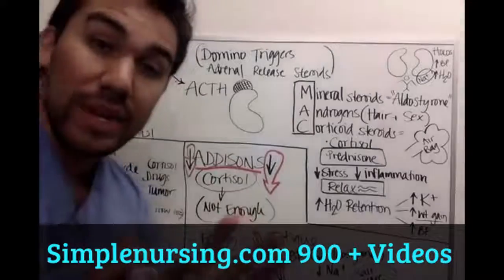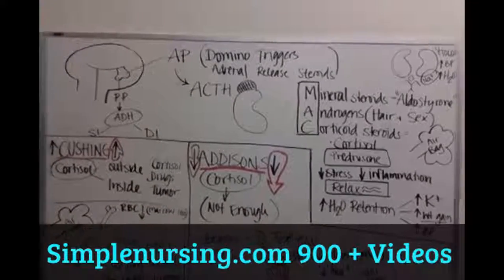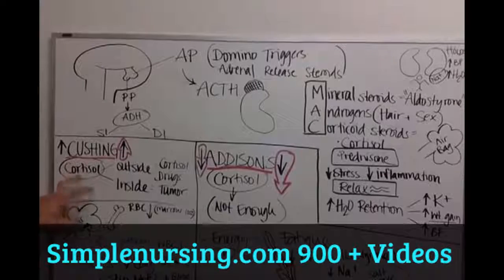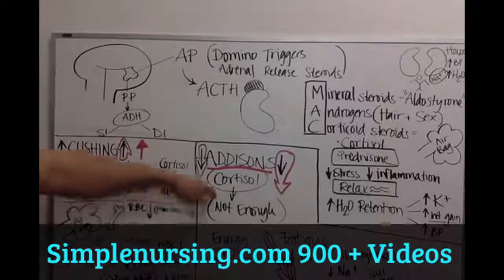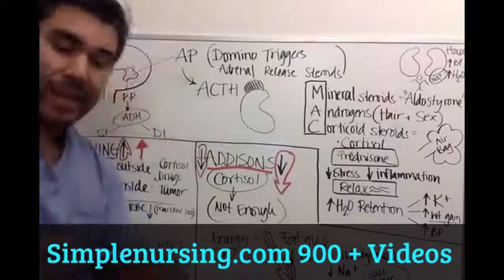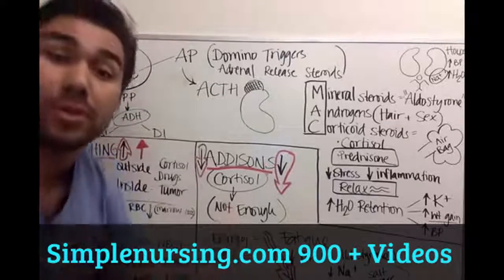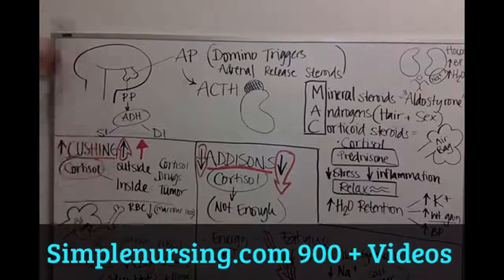So, let's go here. Cushing's disease is just having too much cortisol, way too much. Addison's disease is not having enough cortisol, okay? And I'm going to explain exactly how the body produces cortisol and where it comes from.